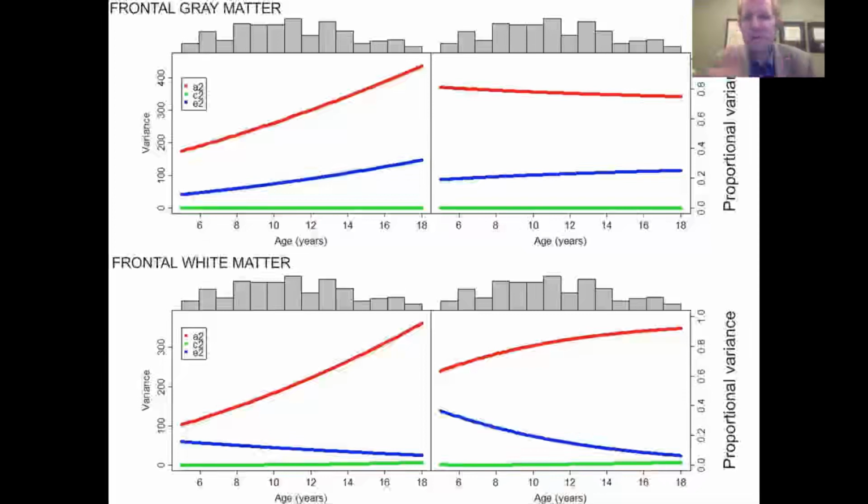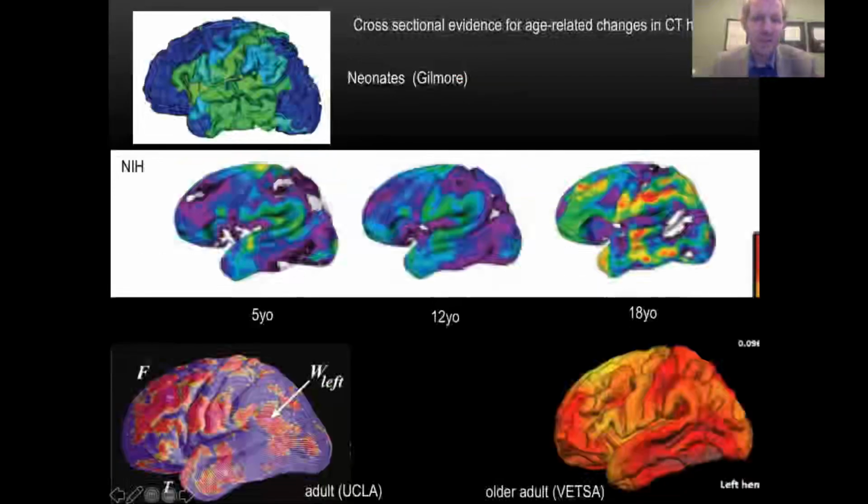So we've got variance on the, I'm a radiologist, so everything's backwards, so on the left, and then proportional variance or heritability on the right, or proportional variance, not just heritability. And you can actually see dynamic changes on both. We don't have time to go into the details, but we can do that.